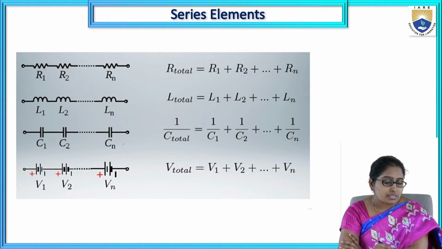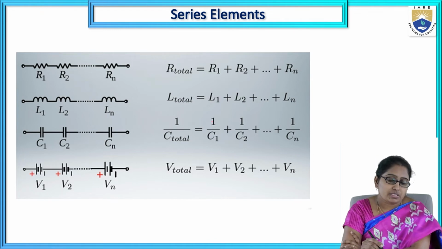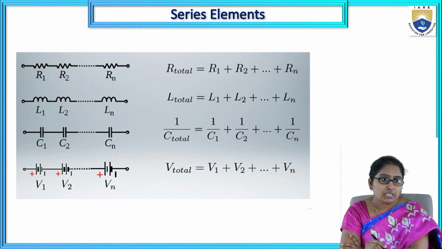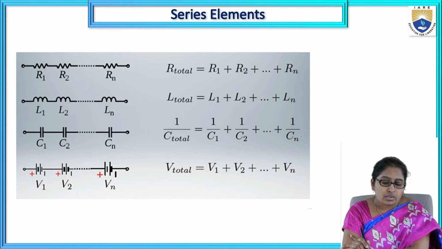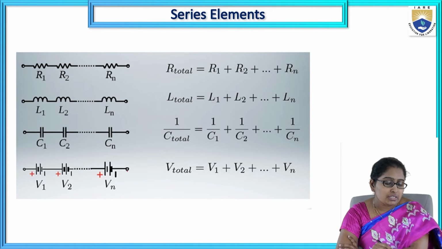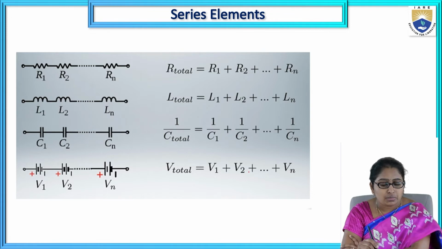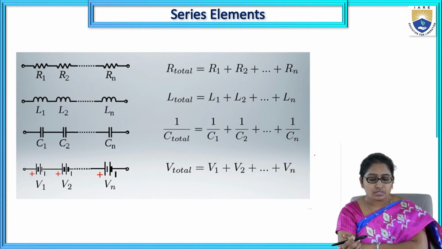Next, capacitances. When n number of capacitors are connected in series, the equivalent capacitance is given by 1 by C total equal to 1 by C1 plus 1 by C2 and so on up to 1 by Cn. Now, when a number of voltage sources are connected in series, the total voltage is simply the sum of all the voltages.